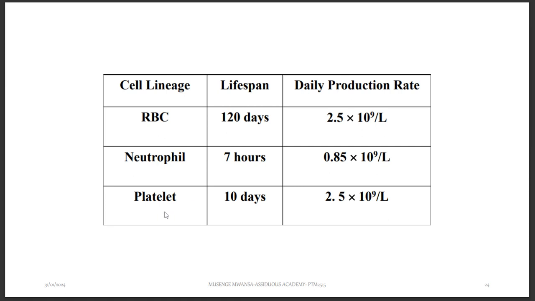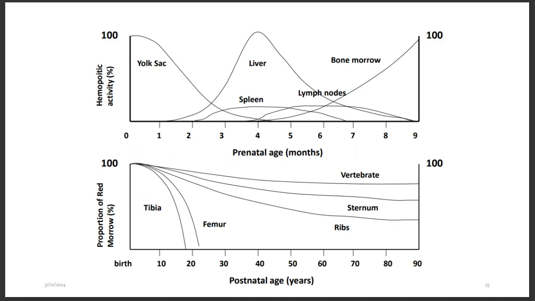The platelets, which are involved in blood clotting, have a lifespan of just about 10 days. But at least take note of the red blood cells, the lifespan of 120 days, which is 3 months. So, what produces these blood cells in the body?